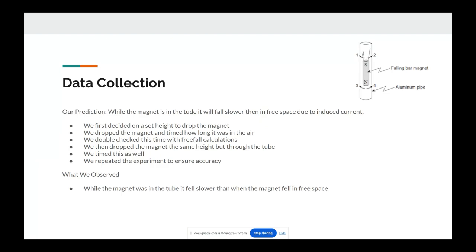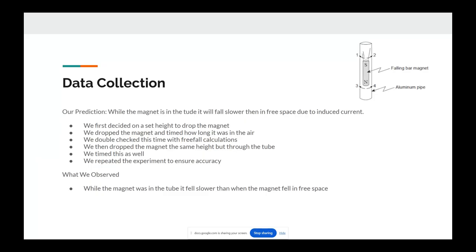In order to do this, we first decided on a set height to drop the magnet both in air and through the tube. We dropped the magnet and timed how long it was in the air. We did this multiple times to ensure accuracy. We double-checked this time with free fall calculations using just basic F equals mg, and then we dropped the magnet from the same height but through the tube. We timed this as well, and then we repeated this experiment to ensure accuracy.